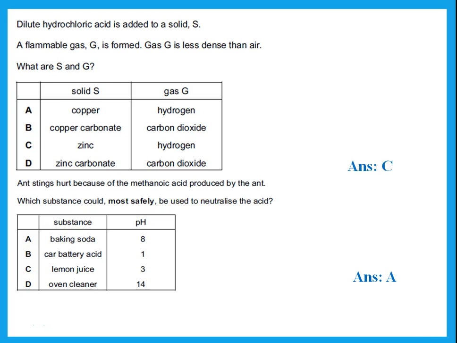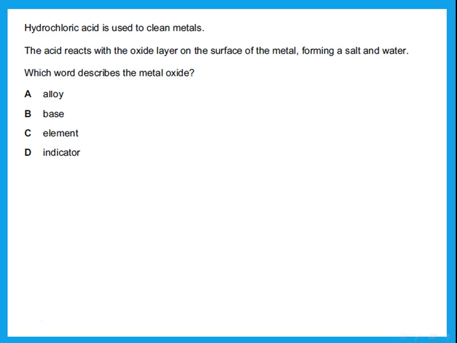Okay, so hydrochloric acid is used to clean metals. The acid reacts with the oxide layer on the surface of the metal, forming a salt and water. Which word describes the metal oxide? We said if the acid reacts with it, then that thing must be a base, right?